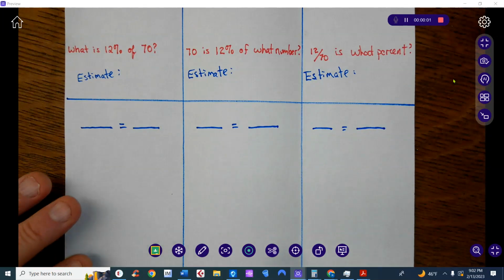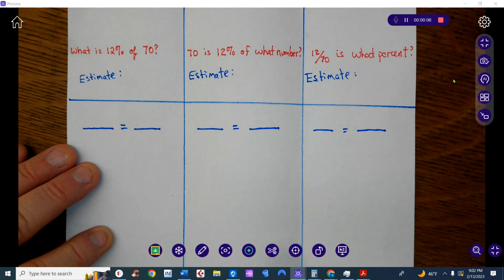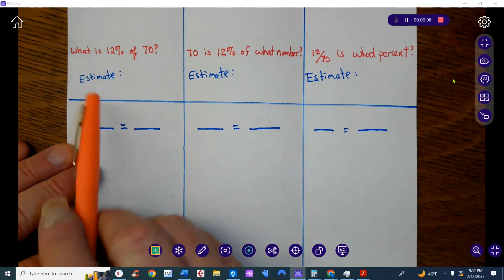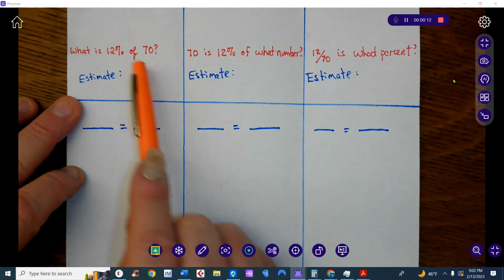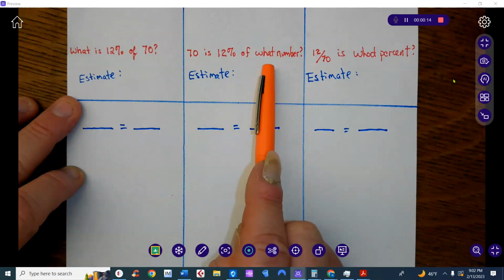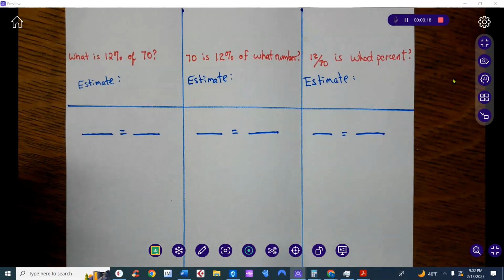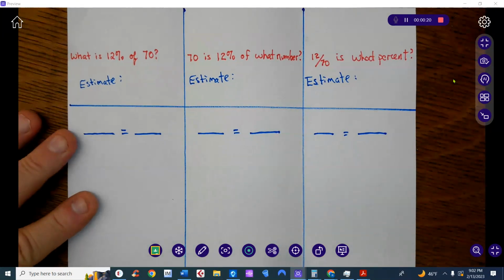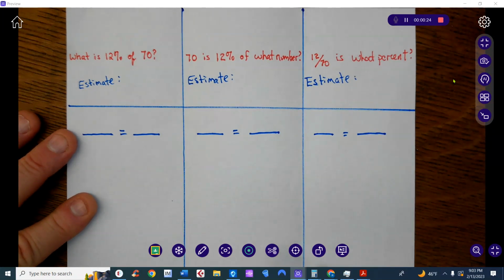In this lesson, we're going to see how we can solve the three types of percent problems. They are, for example: what is 12% of 70? 70 is 12% of what number? 12 over 70 is what percent? There is a simple way to virtually ensure that you never miss these. Just follow these rules.